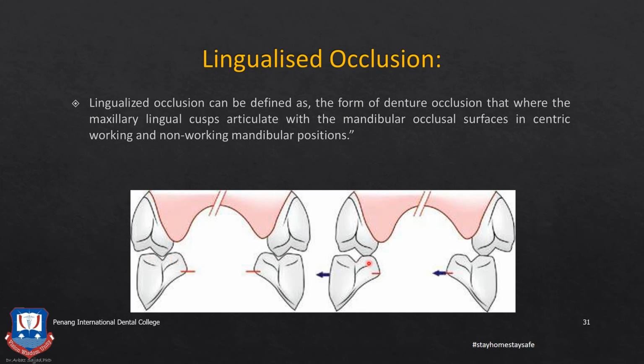This, in a way, creates a balancing occlusion in laterotrusive contacts. We can see when the patient does left and right laterotrusive movements of the mandible, always the palatal cusp of the maxillary denture teeth are in contact with the occlusal surface of the mandibular posterior teeth, thereby creating a sort of balanced occlusion.